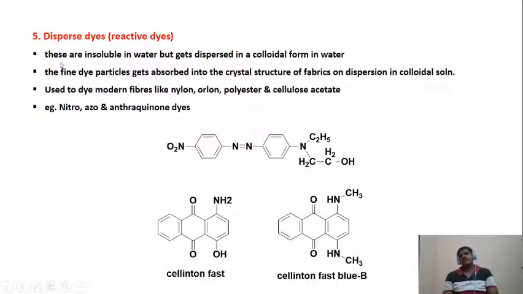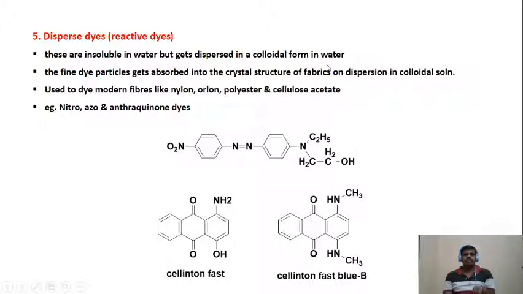Now the fifth type of classification is disperse dyes. These are insoluble in water but get dispersed in a colloidal form in water. Colloidal forms are like clumps. If you put a drop of oil into water, it forms a fine dispersed type of thing. So this type of thing is nothing but the colloidal form.